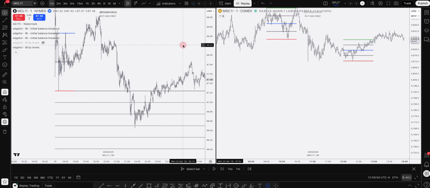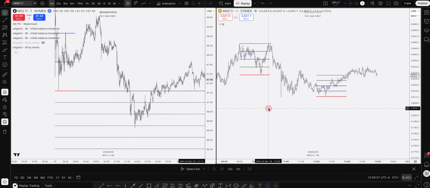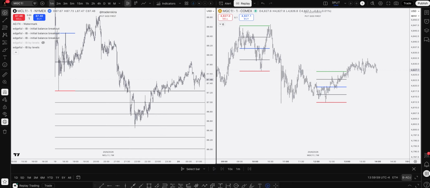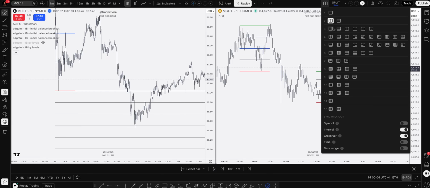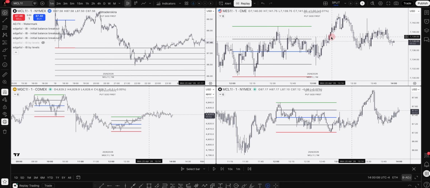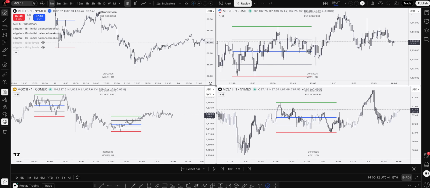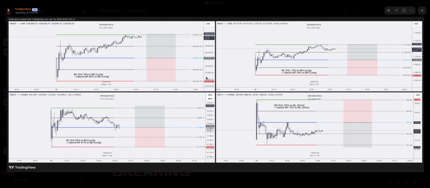But that's how I've been using Edgeful to observe those IB levels and just learning more about it. So I think that's pretty cool. Let's talk about today, because today, where are we here? 44444. There we are. Okay, I'll just take this off. I'll go back to today's data.